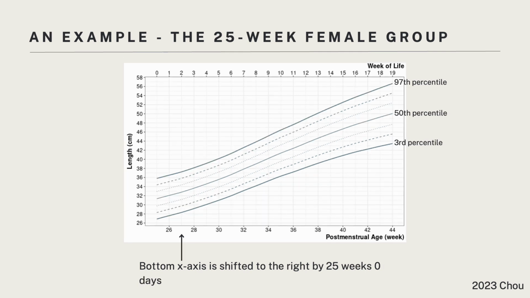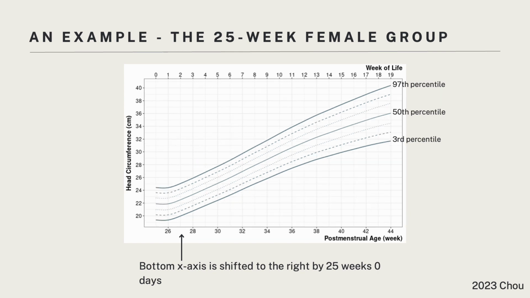This is the length models for the 25-week female group, with two x-axes showing postnatal age on top and postmenstrual age at the bottom. And this is the head circumference chart for the same 25-week female group.